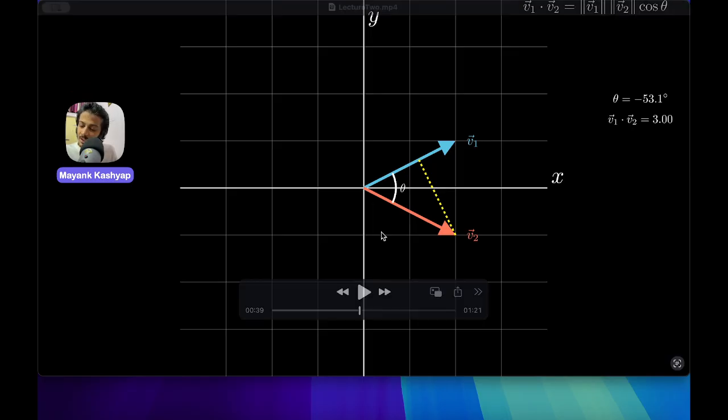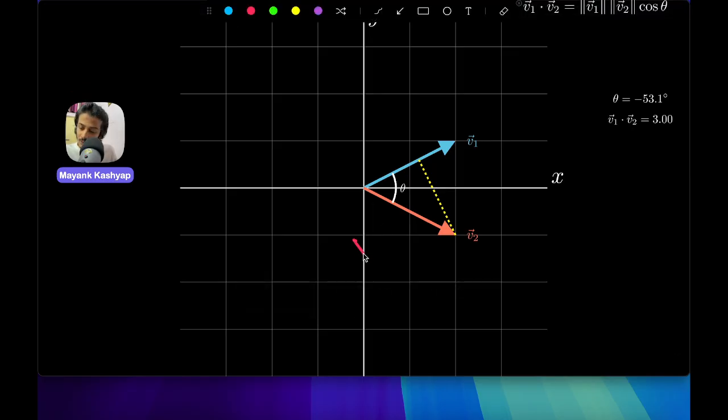So for that we have a formula: v1 dot v2 equals the magnitude of v1, which is basically the length of the vector v1. That's why we represent it in mod. And obviously the length will always be non-negative, not positive, non-negative. And we have the magnitude of v2, then cos theta. So this theta is the same as this angle.